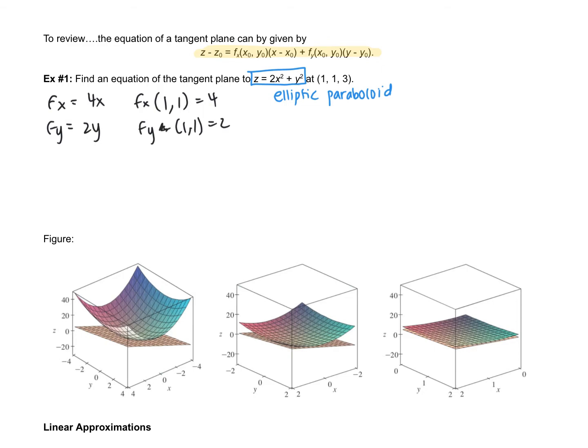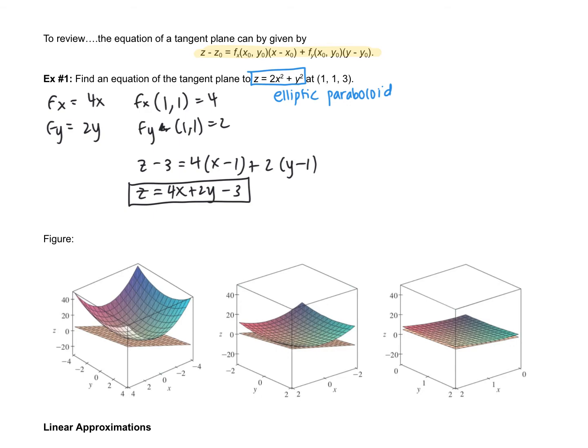I don't need an equal sign there. So what that gives us then is z minus 3 is equal to 4 times (x minus 1), plus 2 times (y minus 1). If you want to leave your answer like that, that's perfectly great. A lot of times what we'll do is we'll just solve for z, which would give us 4x plus 2y minus 3. So that's our equation of the tangent plane.